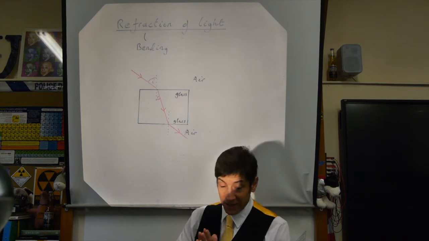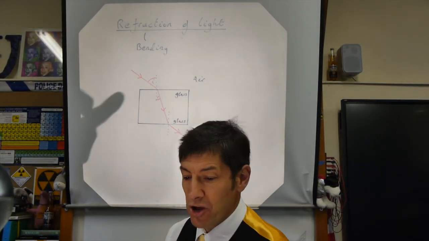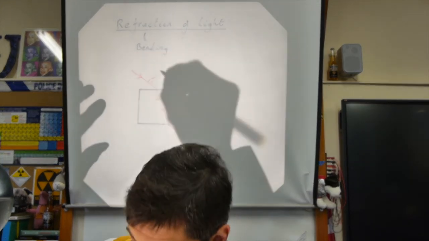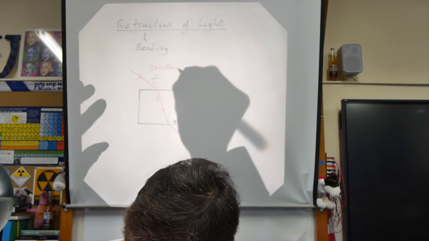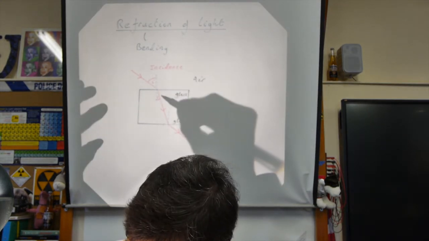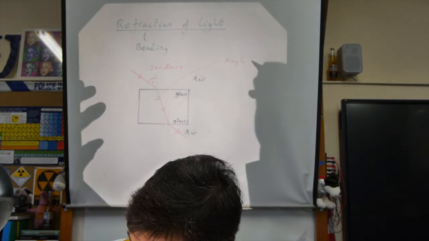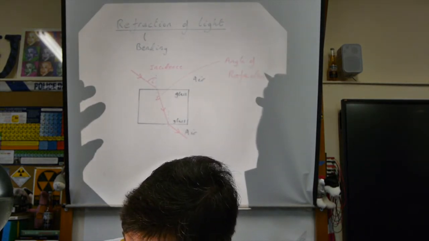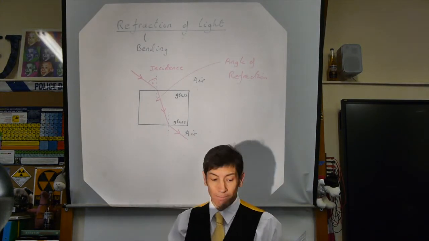Right, now this is complicated, I know, but we'll go through it a stage at a time. So you now know that we've got two angles that we're interested in. We've got the angle here of incidence, and we've got this new one here, and I'll bring an arrow out here, the angle of refraction. And you'll notice up there, it's a smaller number.